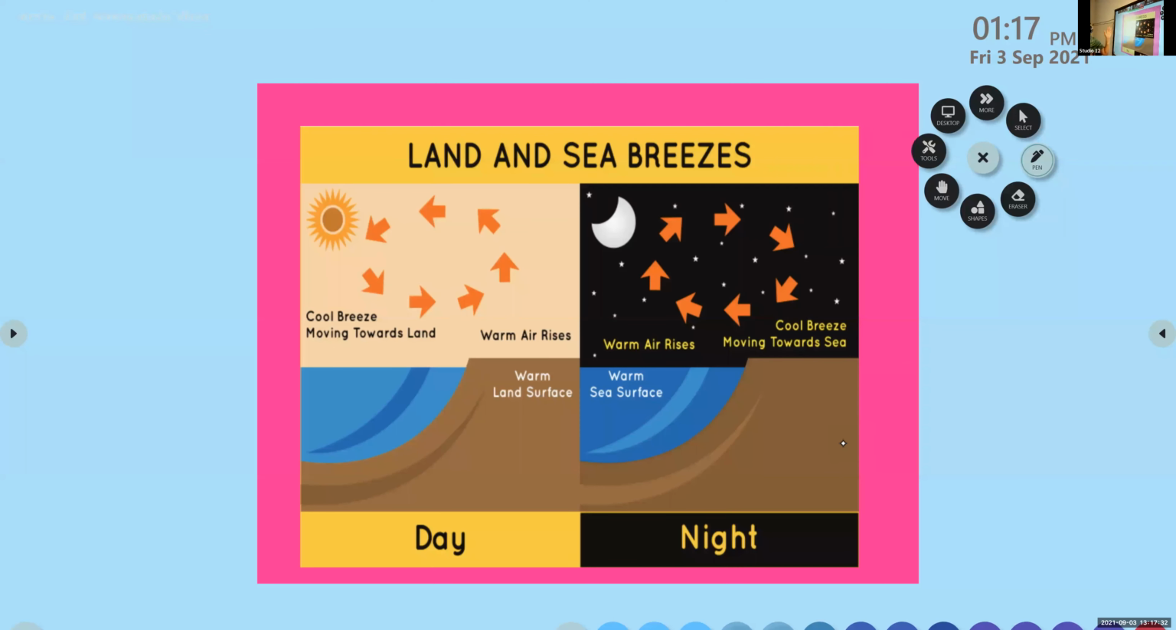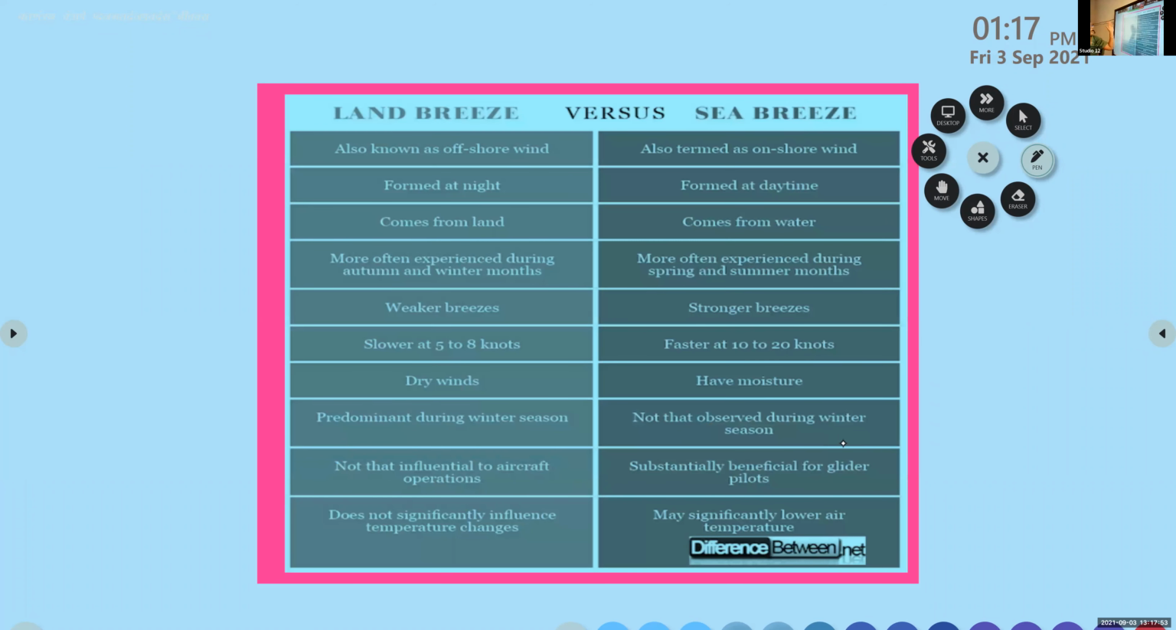So this is another important topic of convection, land and sea breezes. Here there is a chance of getting confused between the two, land breeze and sea breeze. The first point we have to think about is when land and sea breezes take place. I'm going to give you a table over here. It is a comparative study of land breeze and sea breeze.